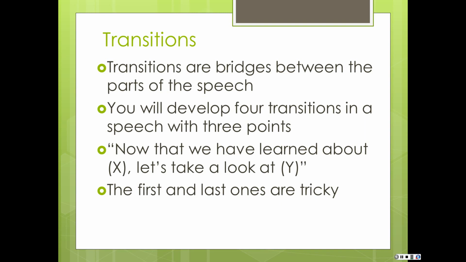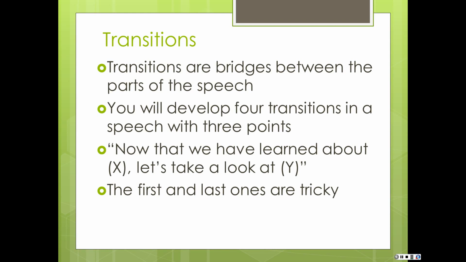So you'll develop 4 transitions in a 3-point speech. You'll always have 1 more transition than however many main points you have. They're going to sandwich right in between those parts. One formula to use that's really easy is, now that we've learned about X, let's take a look at Y, dropping in your main points for X and Y. So now that we've learned about nurse sharks, let's take a look at tiger sharks. That could be an easy transition in between.